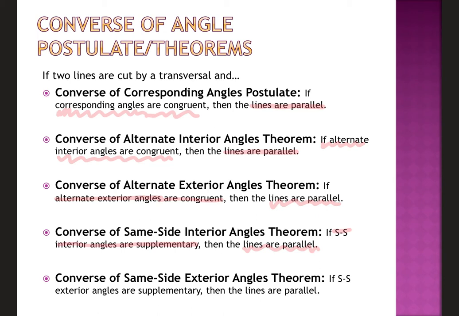So it's really important on these to pay attention to what information you're given, because that's going to determine what theorem or postulate you use. If you're given that lines are parallel, then you're going to be using all the theorems on the last slide, because those are given parallel lines, and then you conclude with angles. However, if you're given angles, you would use these, because these are given angles and you're proving parallel lines. Okay, let's do some practice on this.